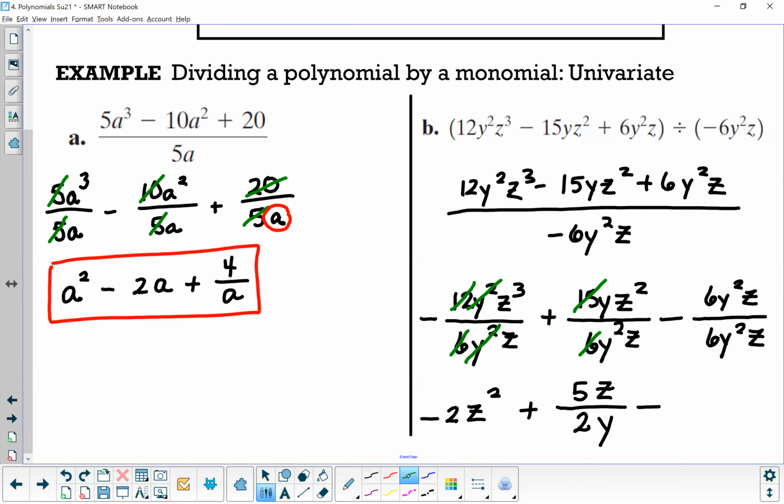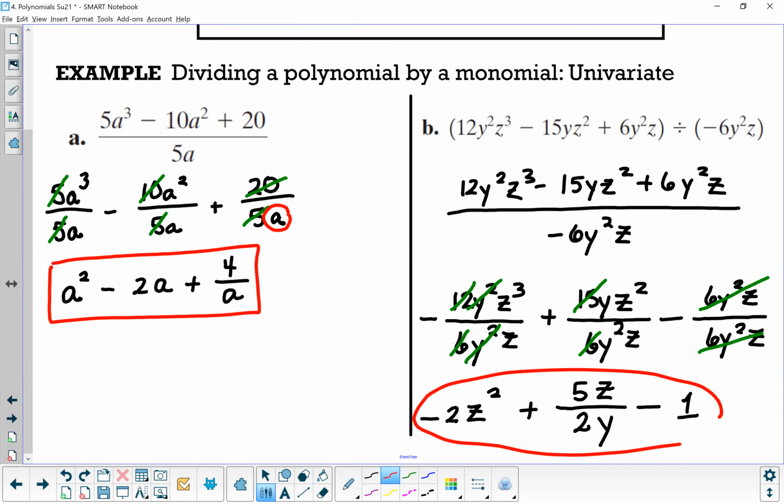That is going to reduce to 1. And there is our final answer.